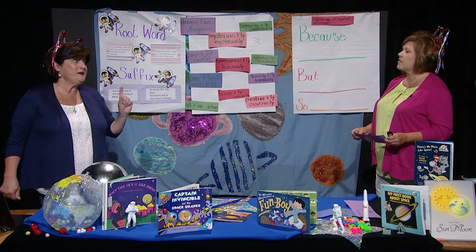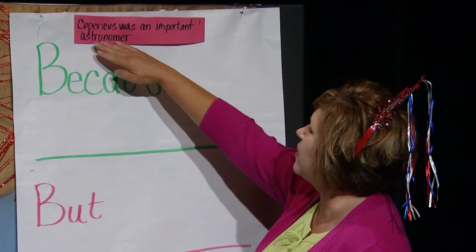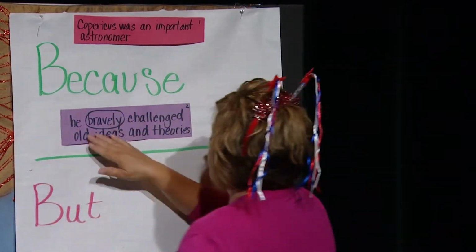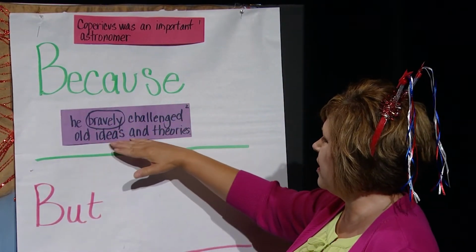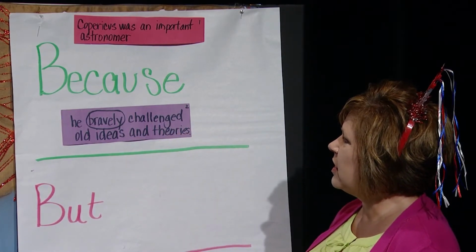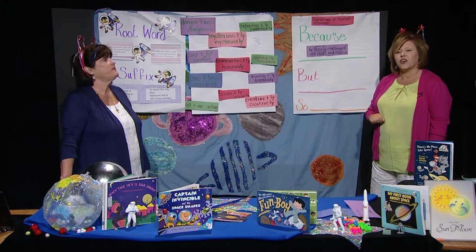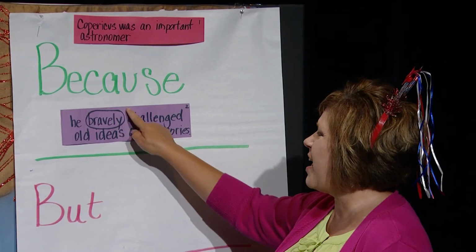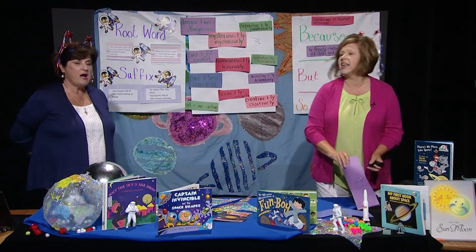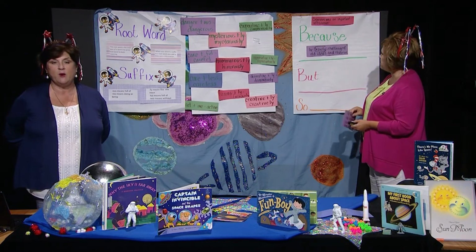So we're going to start at the beginning one more time. Okay, you ready? I'm ready. Copernicus was an important astronomer because he bravely challenged old ideas and theories. What is our suffix word that we used? Can anyone tell me? Great job. It is bravely. Awesome. Great job, boys and girls. Terrific. Brave plus L-Y equals bravely. To do something in a brave way.